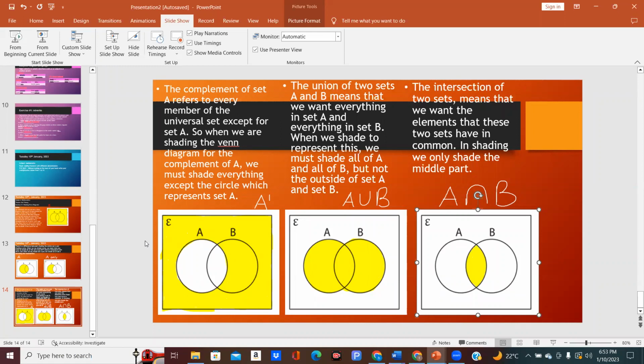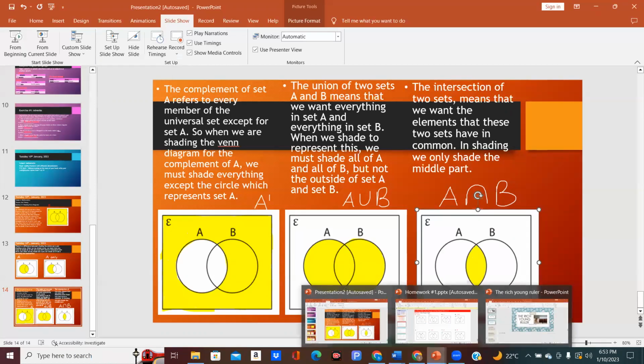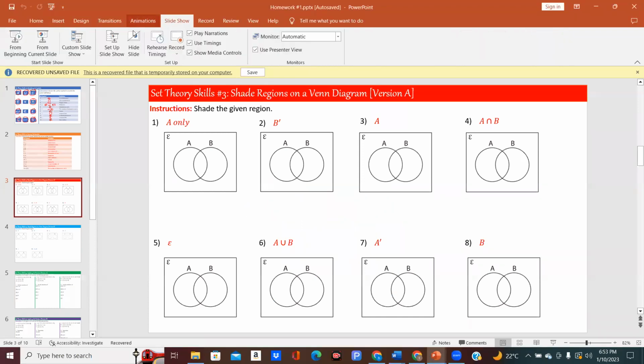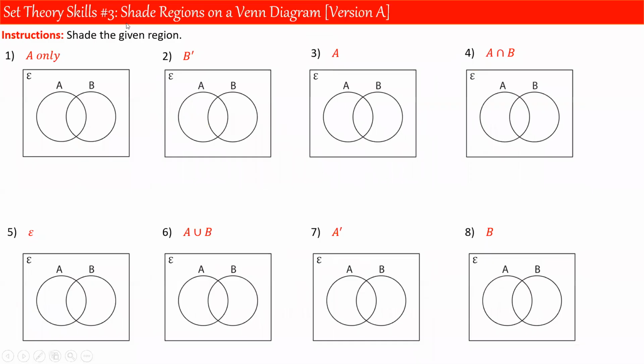Okay, so for this one you have to be careful because you might get some stuff wrong if you're not careful. So I want you to draw these Venn diagrams, and for each one I want you to shade in the proper region. So shade in A only, shade in B complement.